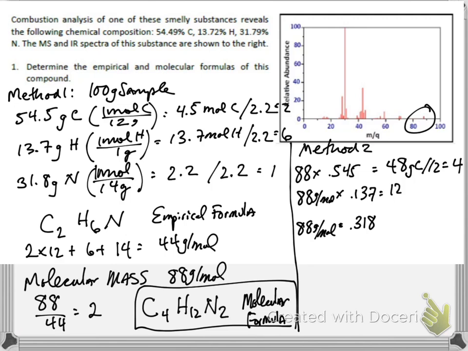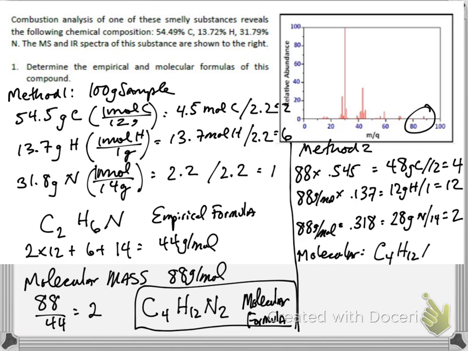88 grams times 0.137 is 12 grams of hydrogen. Divided by 1 gram per mole gives us 12. And 28 grams of nitrogen divided by 14 gives us 2. So from method 2, we directly get the molecular formula, which is going to be C4H12N2. If we can factor out a common multiple, we can determine the empirical formula. There is one. All the numbers are divisible by 2. If we do that, we get C2H6N. That is our empirical formula, same as method 1.